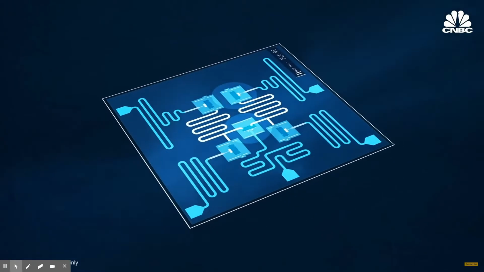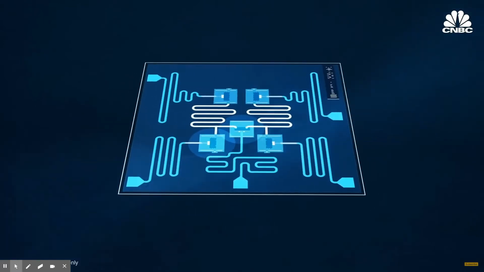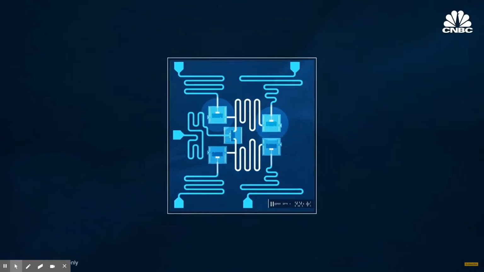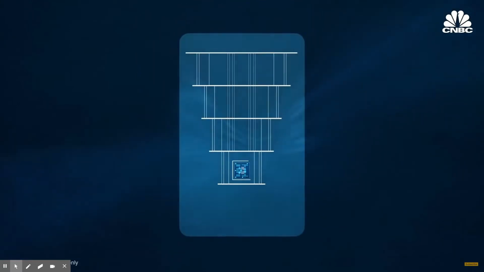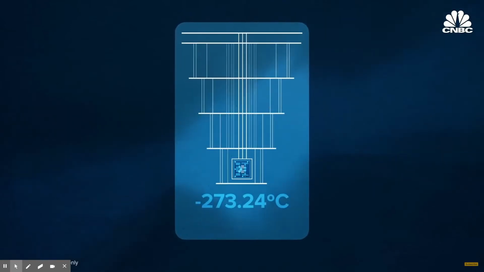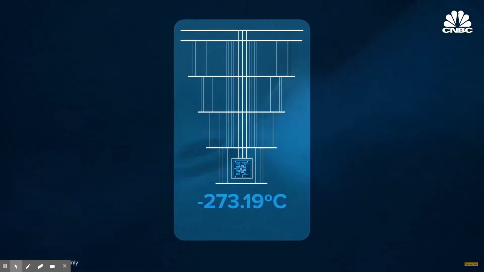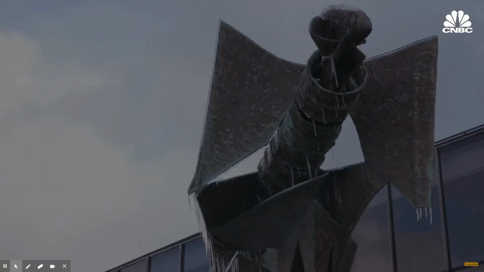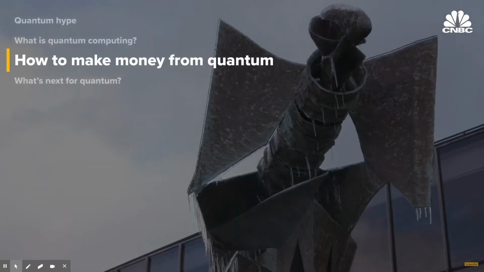Now, in order for this to work, the whole chip is placed in a dilution refrigerator that's the size of a closet, roughly, and it cools it to about 1/100th of a degree above absolute zero. That's where you get the superconductivity that allows these bits to briefly behave as qubits. -300 Celsius. Okay.